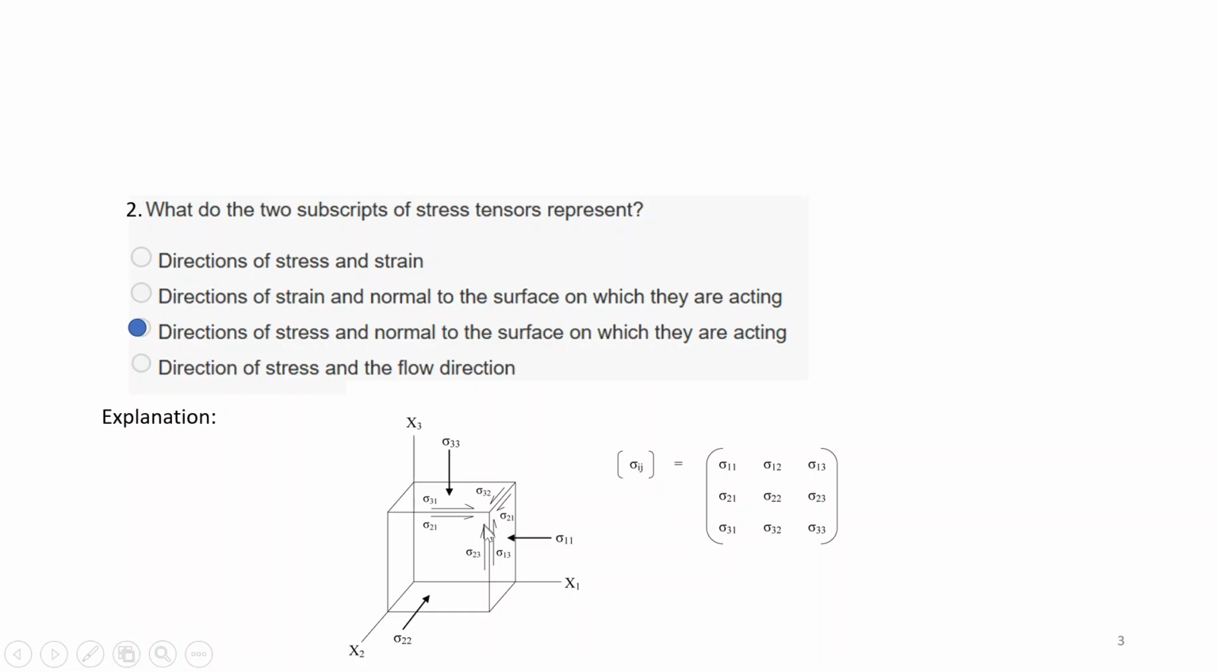This is a sample, and these are the various stress tensors that will be acting. The first subscript will be the direction of stress and the other subscript will be the surface on which they are acting. Here it is shown, this is the third surface, so this is 33, in the 3 direction and on the 3 surface. Here it is in the two direction, x2, and the surface is also in the two direction.